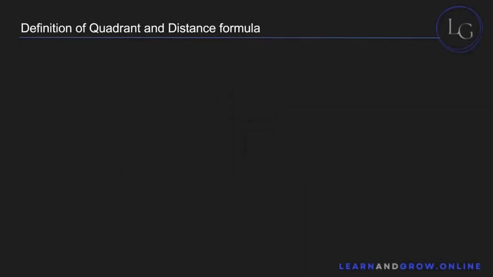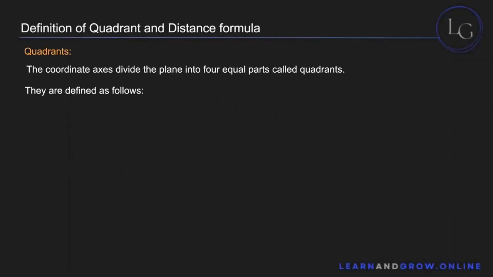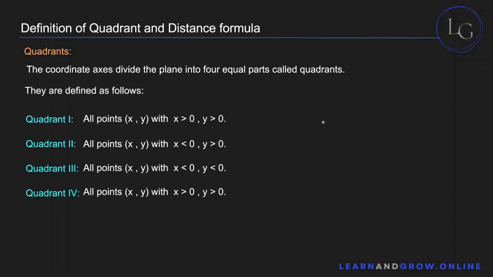Now let's see the definition of a quadrant and the distance formula. So the coordinate axis, so basically the y-axis and the x-axis, right? Y-axis, x-axis, this is the negative x-axis, and this is the negative y-axis. They divide the plane into 4 equal parts, which are called the quadrants. So we have this part, we have this part, we have this part, and we have this part.